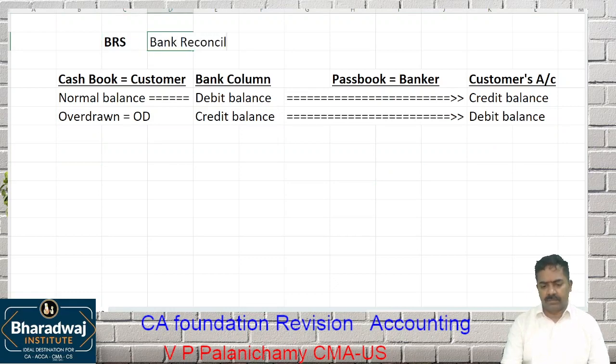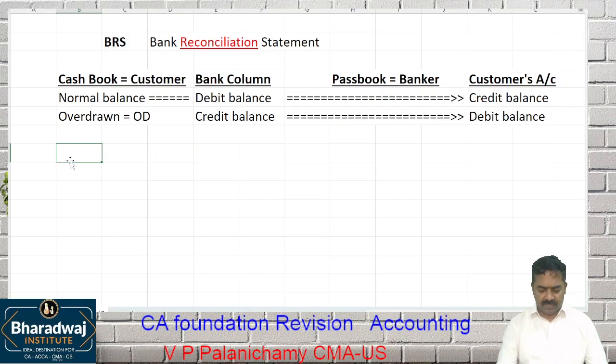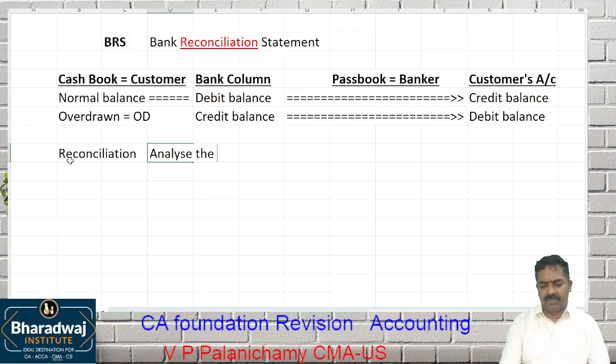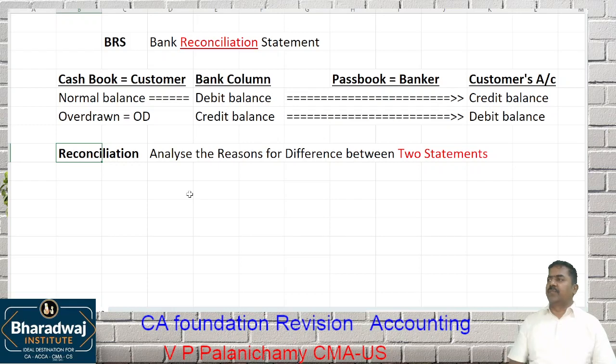Bank. Look at. Is it rectification statement or reconciliation statement? Reconciliation. What do you mean by reconciliation? Rectification means there is a mistake, you change it, correct it. That is rectification. What do you mean by reconciliation? Simple. Analyze. Reconciliation generally refers to analyzing the reason for difference between what? Two statements.